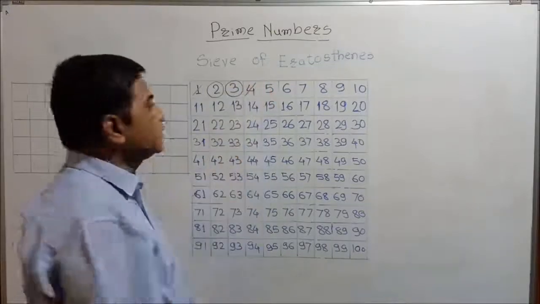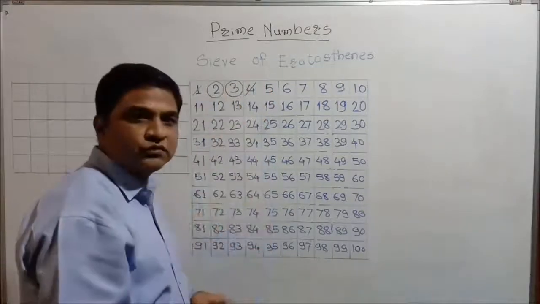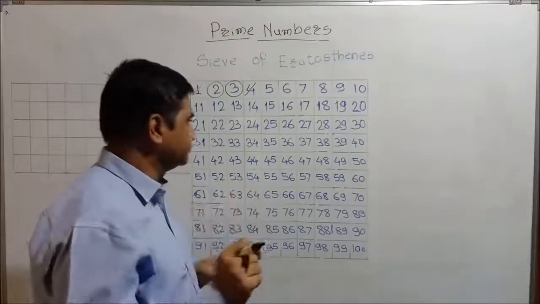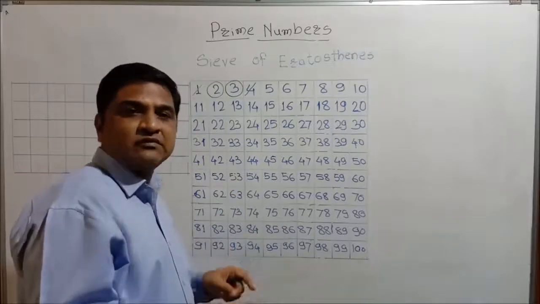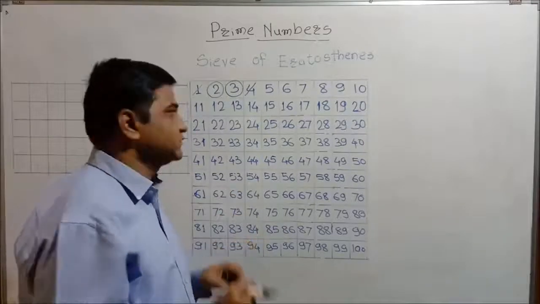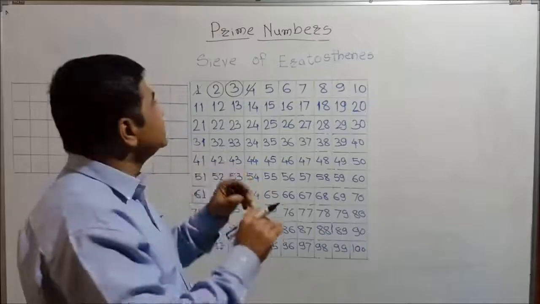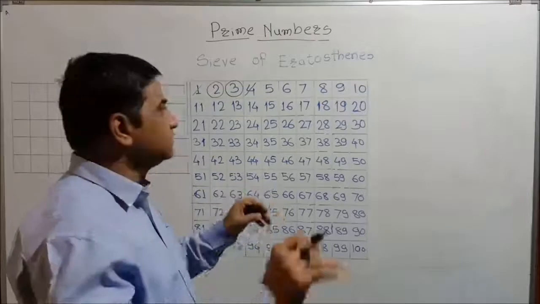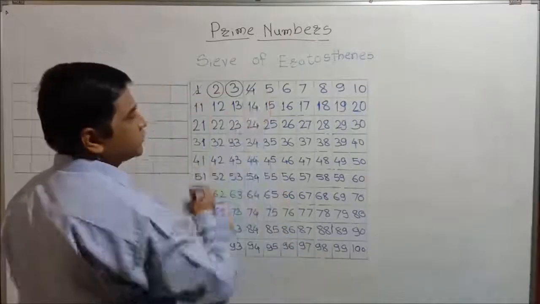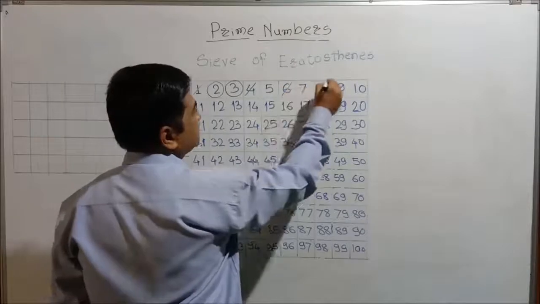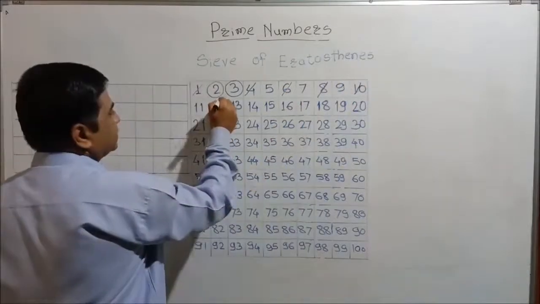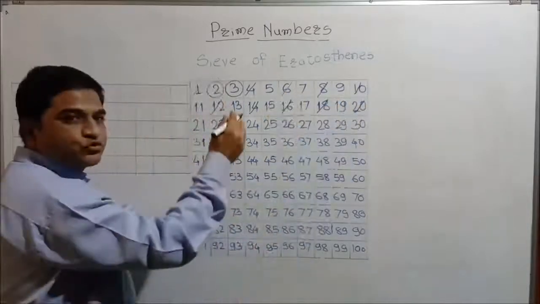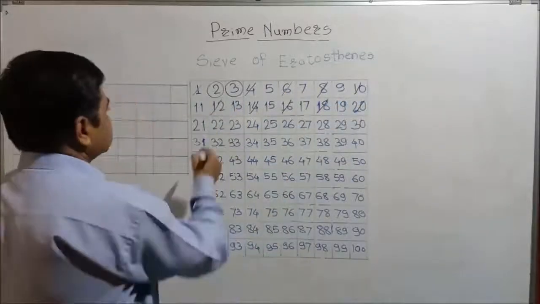Now, as we have found that 4 can be divided by 2, it means every even number can be divided by 2. So what are the even numbers? Even numbers are the numbers having an even digit at the one's place. So we are going to sieve them, remove all these composite numbers by crossing them. Here I crossed 4, then I am going to cross 6, 8, 10, then 12, 14, 16, 18 and 20. I am going to cross out all the even numbers.